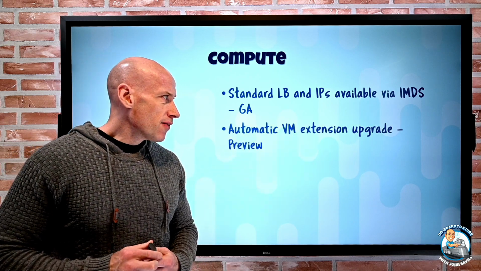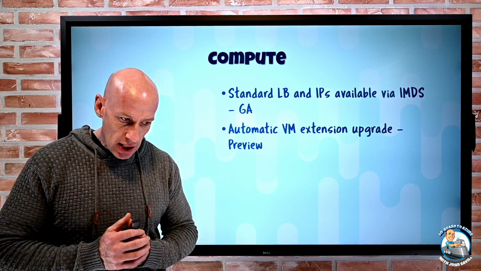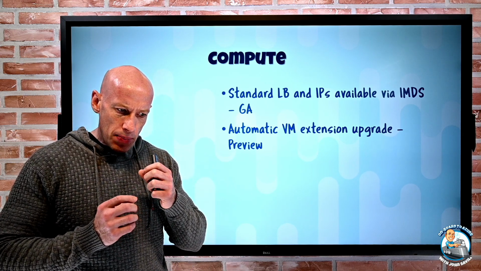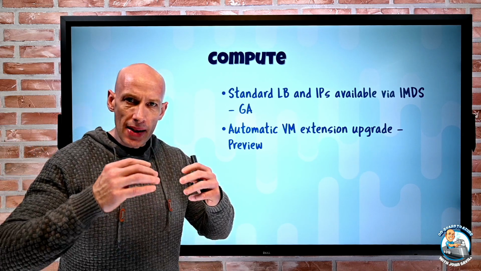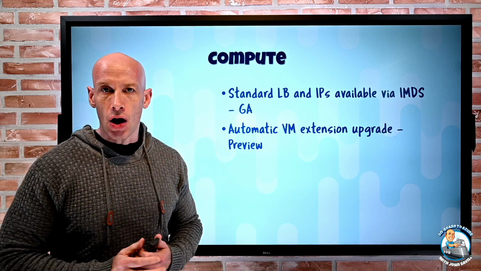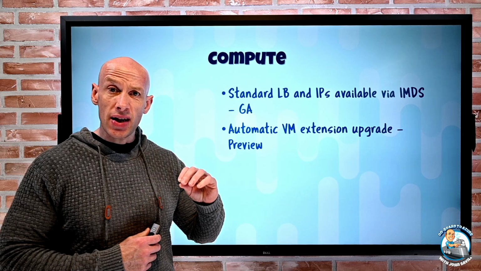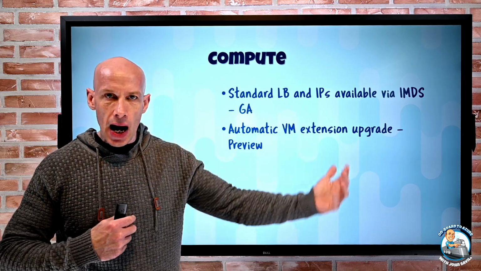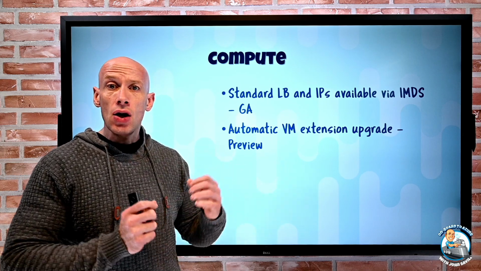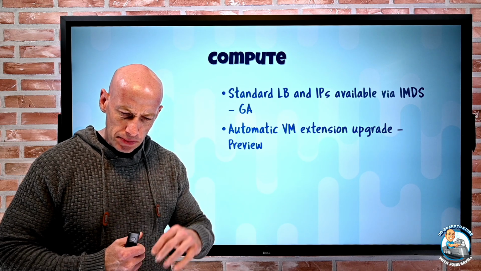There's now automatic VM extension upgrade. This is limited today to just a couple of extensions, built around the dependency agent and the app health agent. If you think about it, new versions of these agents are released. So if I turn on this functionality, when there's a new version of that agent available, it will automatically upgrade that agent on VMs or VM scale sets, which are just VMs automatically managed.